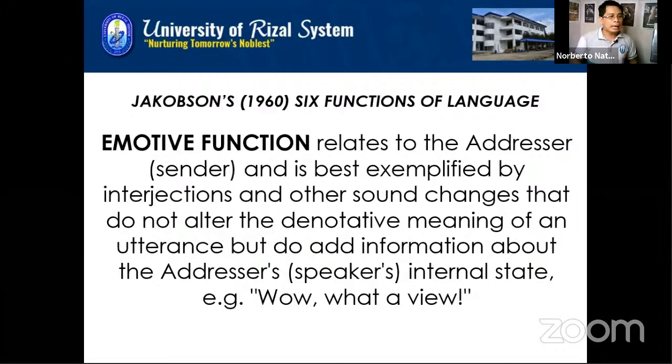Again, it's different from a poetic function because in an emotive function, it is the tone, or how the person says it, that is affecting the meaning of the statement. Kaya sabi dyan, best exemplified by interjections. Yung interjection, wow, that's an interjection. Example of interjection, wow. And other sound changes. So again, that is emotive function.